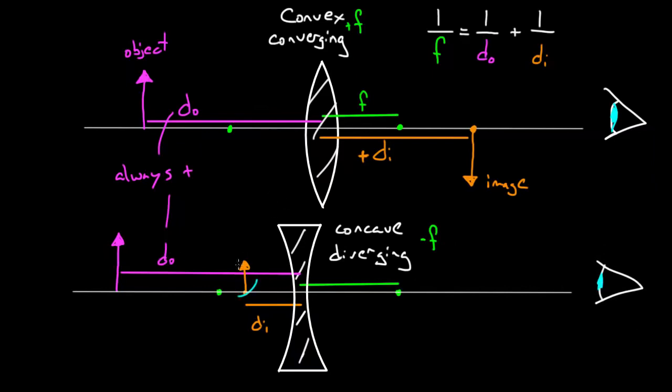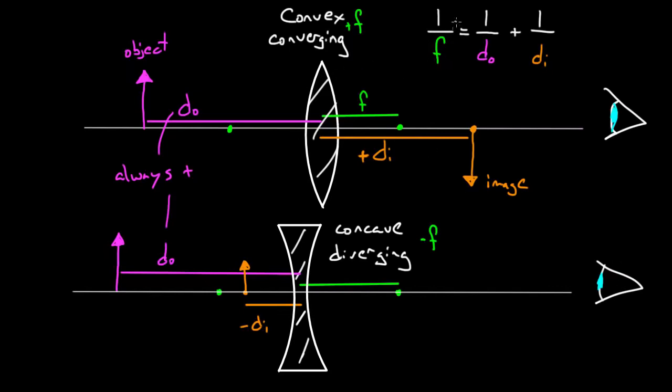I'd see this image because this image is on the opposite side of the lens as my eye, or another way to think about it, it's on the same side as the object. This would be a negative image distance. I'd have to plug in a negative number, or if I got a negative number out of this formula for DI, I would know that the image is formed on the opposite side of the lens as my eye. So those are the sign conventions for using this thin lens formula.